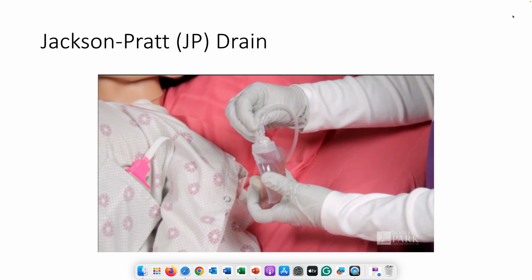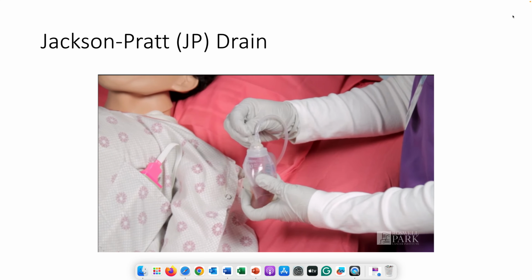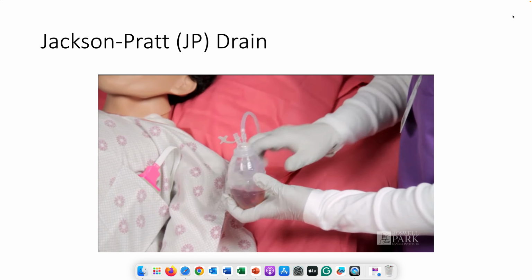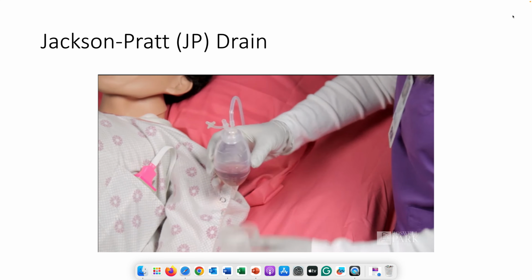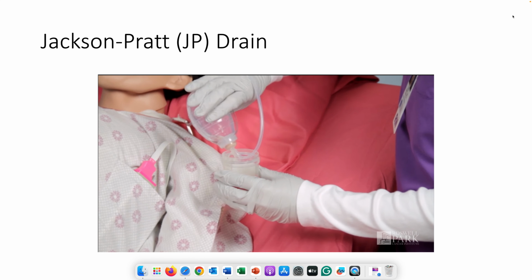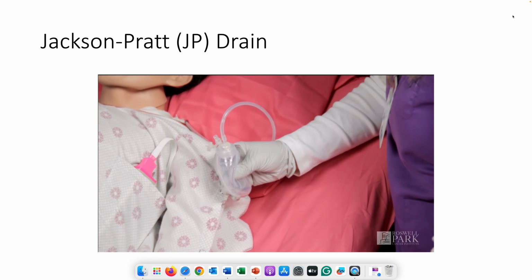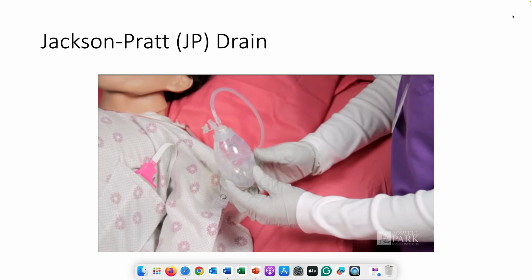After milking the tube, empty the drain. Pull the stopper out of the bulb and empty the drainage fluid into the measuring cup provided to you by your nurse when you were discharged. Record the amount of drainage fluid on your record sheet. Dispose of the drainage fluid in a toilet or rinse it down the sink.